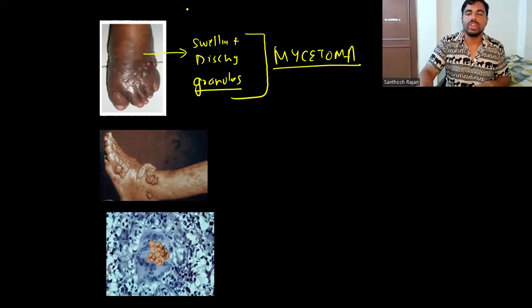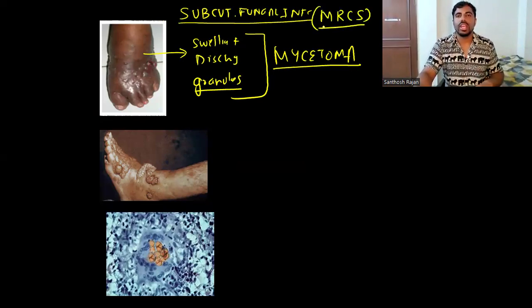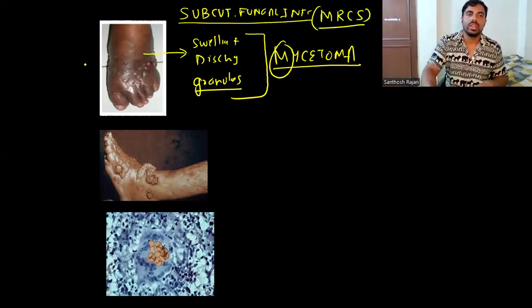Now, which fungal infection are we in? Subcutaneous. We are talking about subcutaneous fungal infection. The shortcut is MRCS. We have to do MRCS if you want to know subcutaneous. M for mycetoma, number one. Now, number two is R, we will go to that. C is there. What is C?